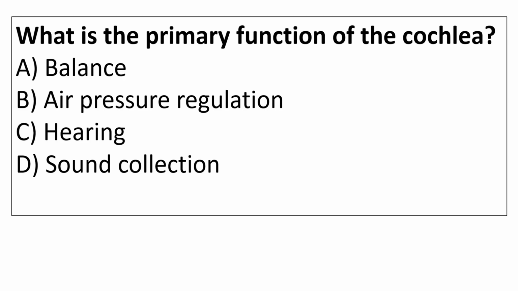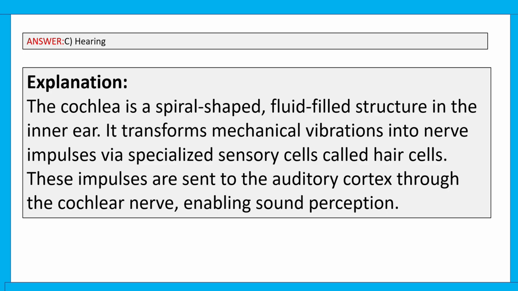What is the primary function of the cochlea? Option A, balance. Option B, air pressure regulation. Option C, hearing. Option D, sound collection. The right answer is option C, hearing.